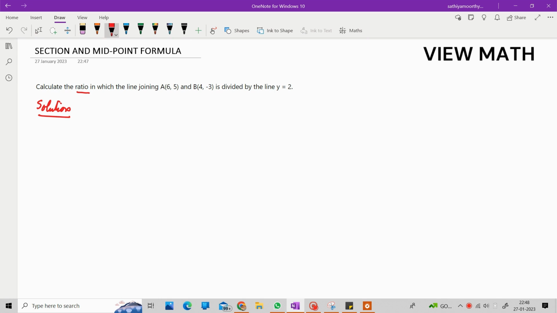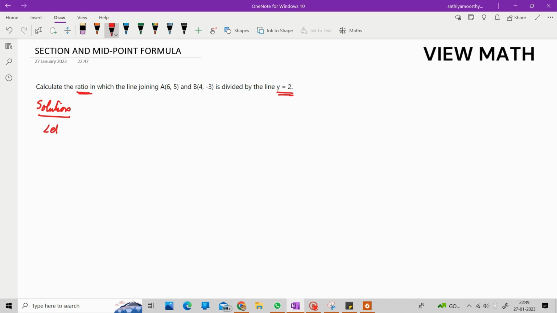What is given? The point A is given, the point B is given, and the line segment AB is being divided by the line y is equal to 2. So the y coordinate is 2, we know. The x coordinate we can take as x. In this problem, they're not asking us to find the point of intersection, only the ratio. So with a known value, that is y is equal to 2, I can find out the ratio.